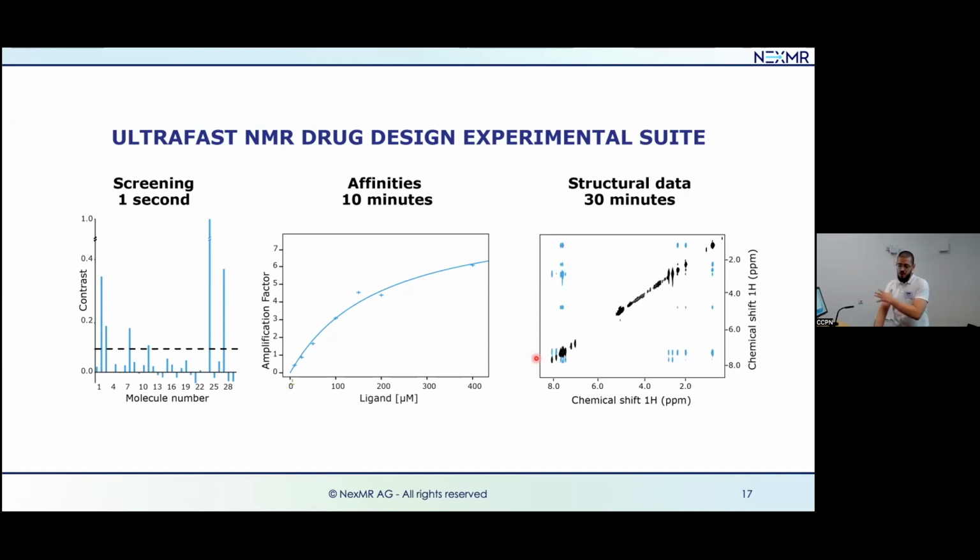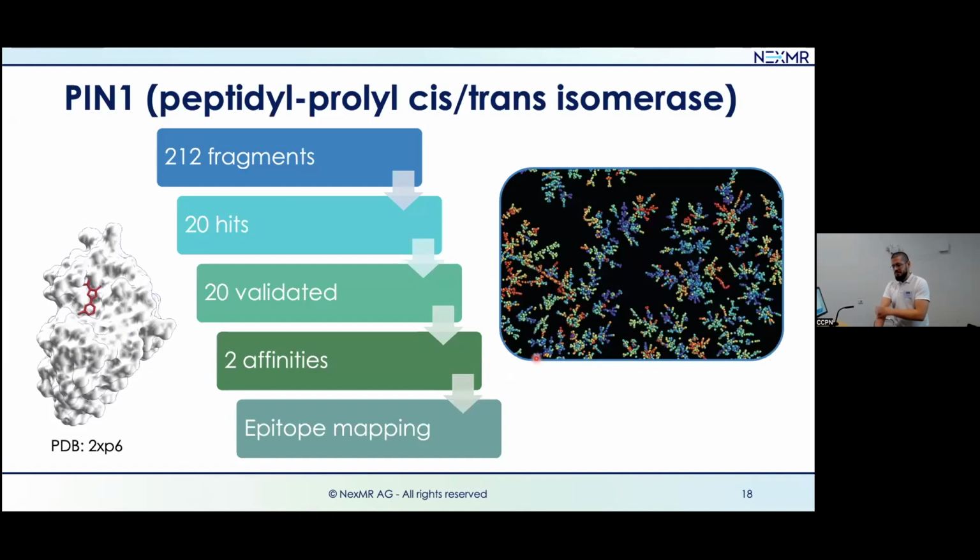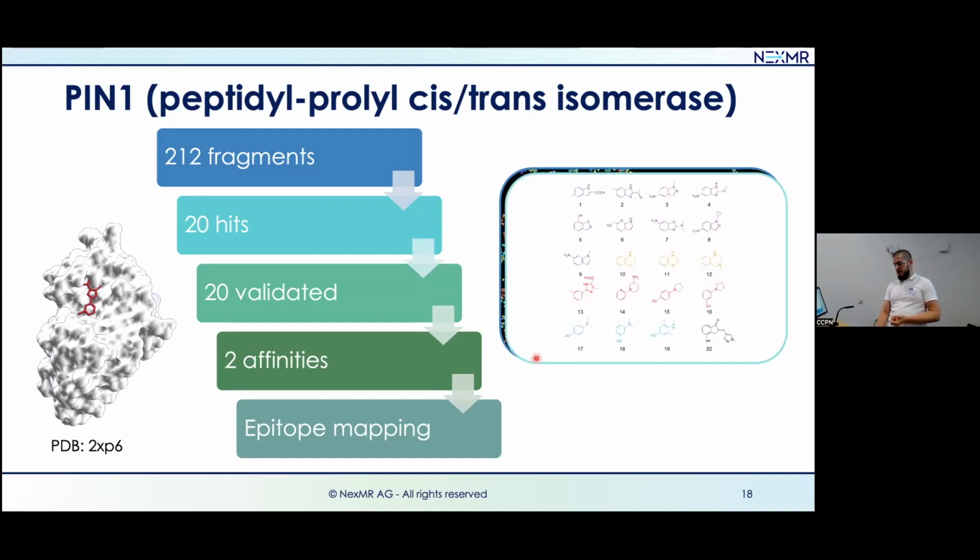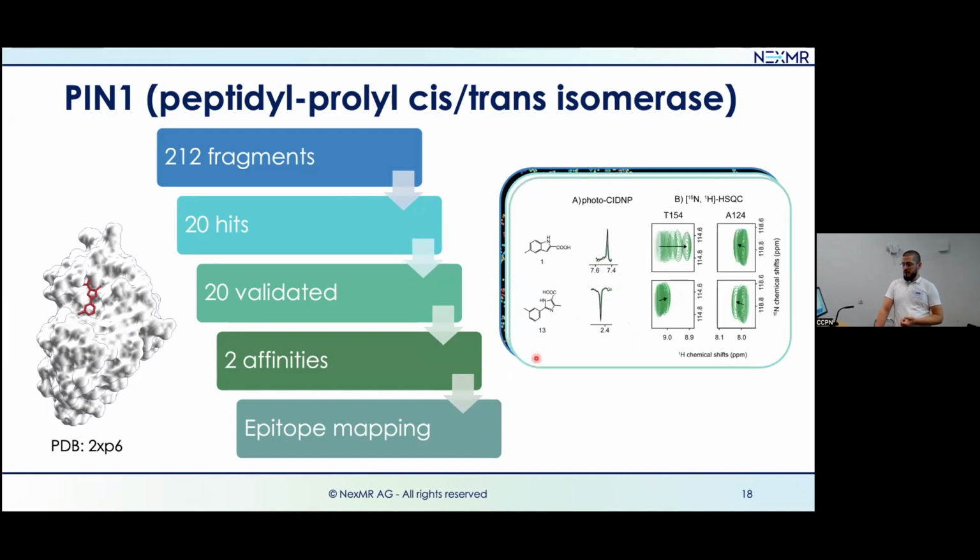And it's about all this suit that we accelerate. To show you a couple of examples of how we implement that, we started with the Pin1 protein because we studied it a lot. It was the first library, about 200 compounds, and we screened it. We found 20 hits. What was quite interesting is that we got 20 validated hits.